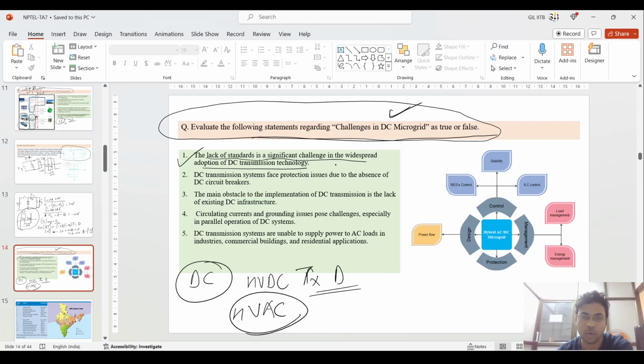So HVAC is more prominent, so the standards go around that, but not with this HVDC system. So coming to the second part, you also see that circuit breakers also, HVDC system.